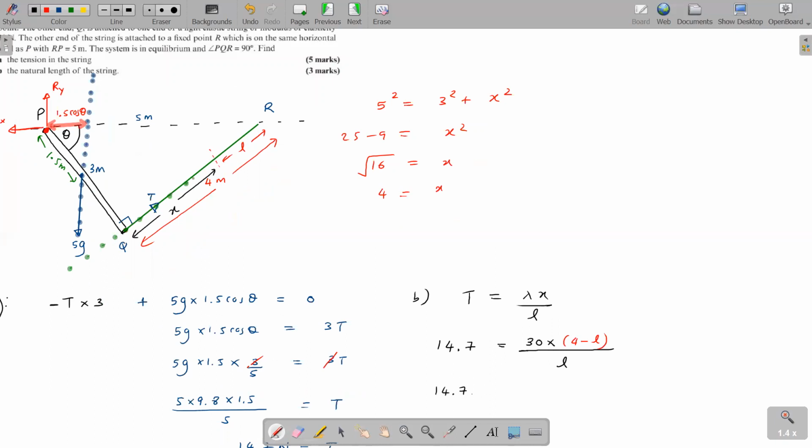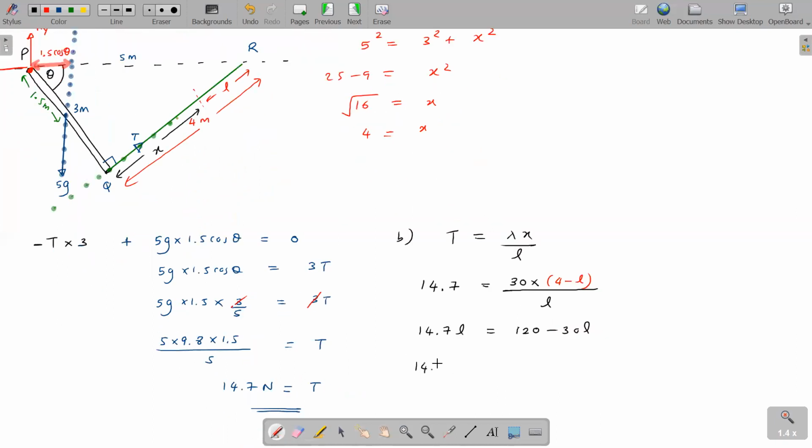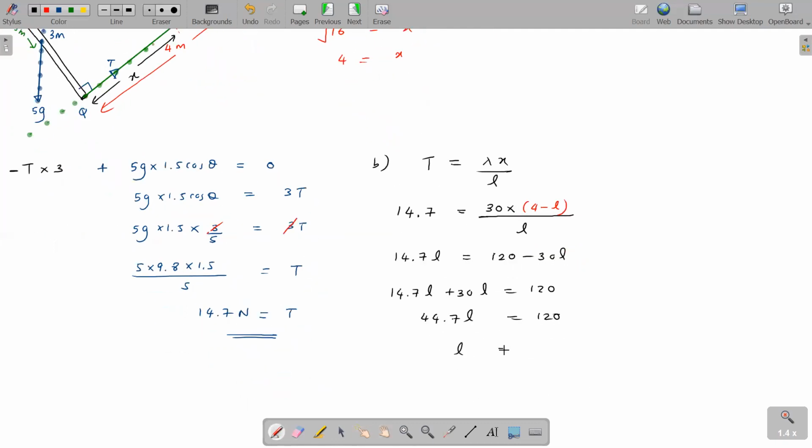So 14.7 L equals 30 times 4, which is 120, minus 30 L. I'll take all the L terms to one side: 14.7 L plus 30 L equals 120. How much is 14.7 plus 30? That is 44.7 L. So L equals 120 over 44.7. You get an answer of 2.684563.